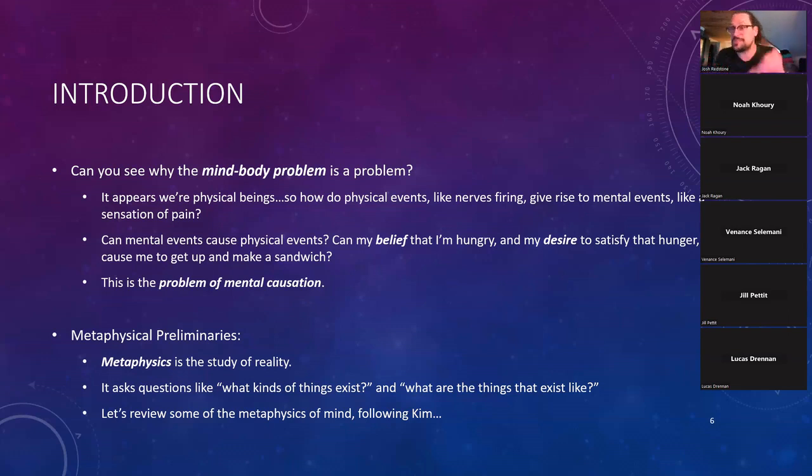So minds exist, we all agree on that. But what are minds like? That's a metaphysical question. Is free will real? That's a metaphysical question. Are numbers real? Also a metaphysical question. Like, what are numbers? Do numbers exist in nature, or did we come up with those?